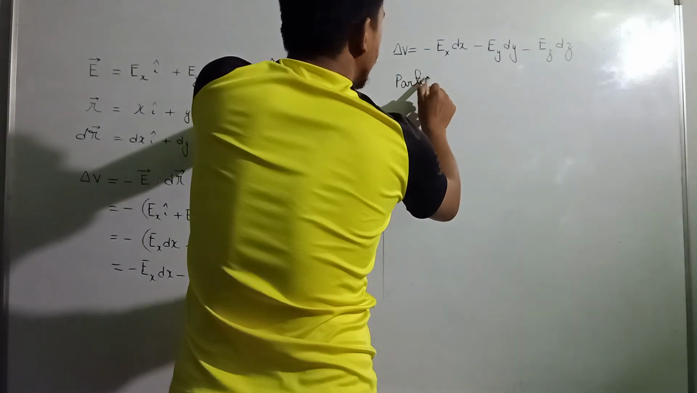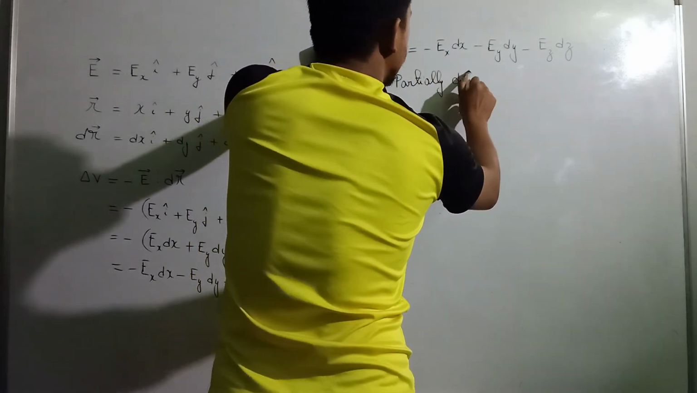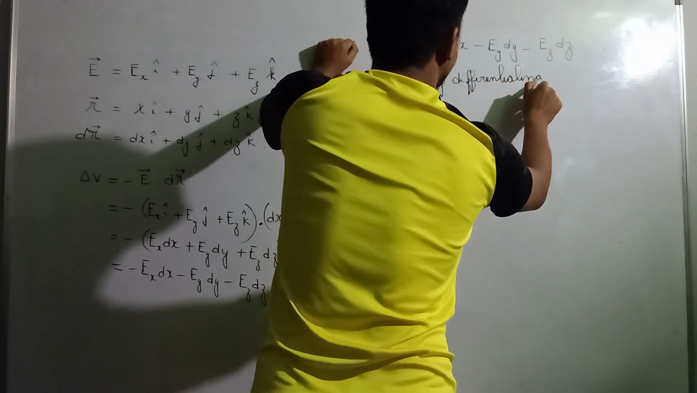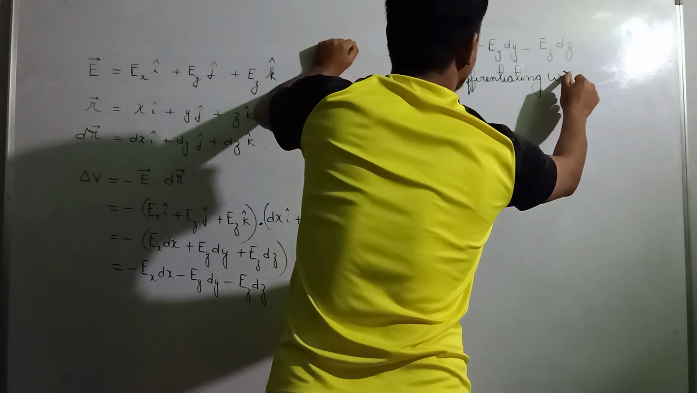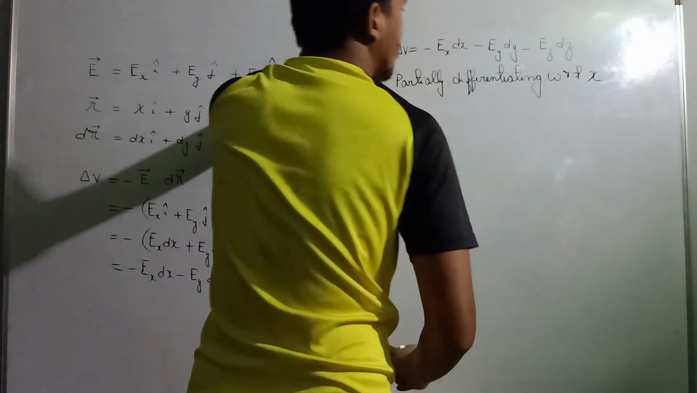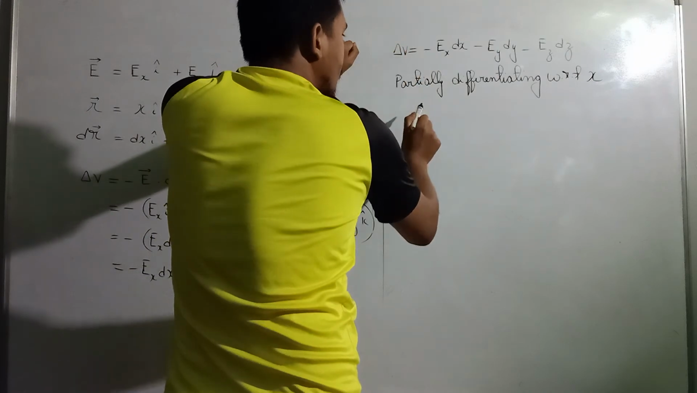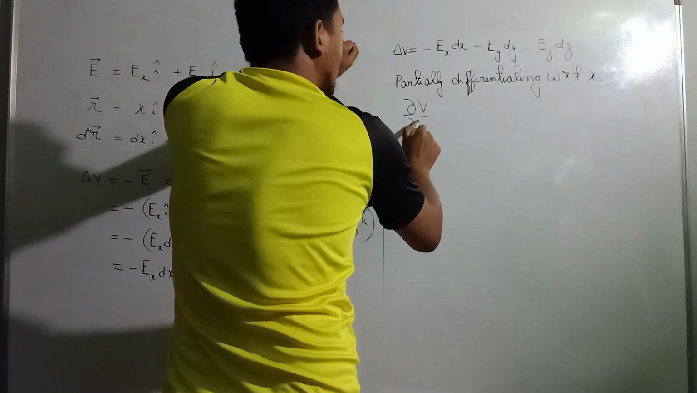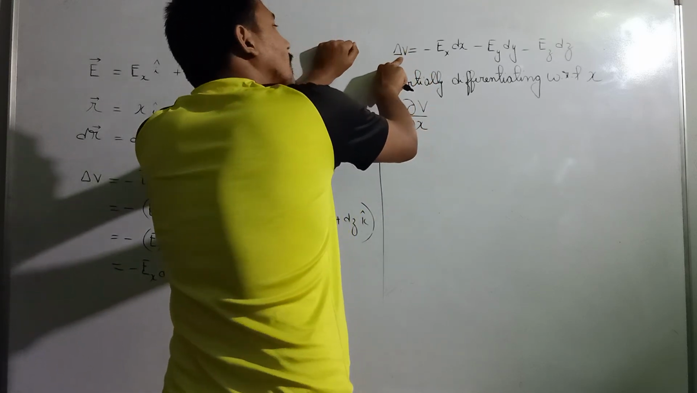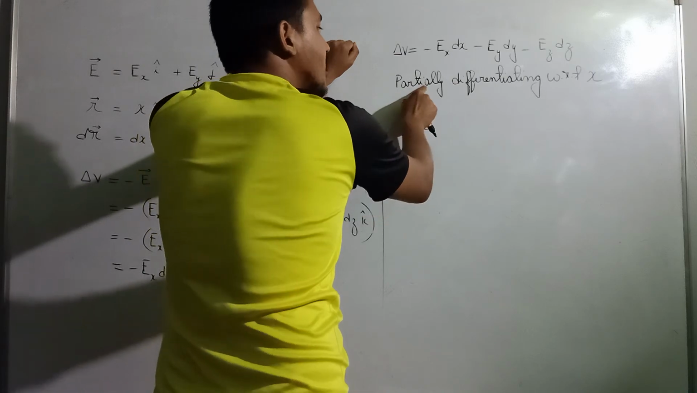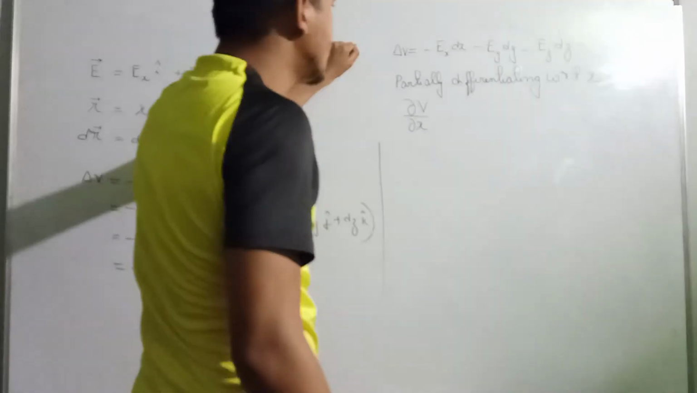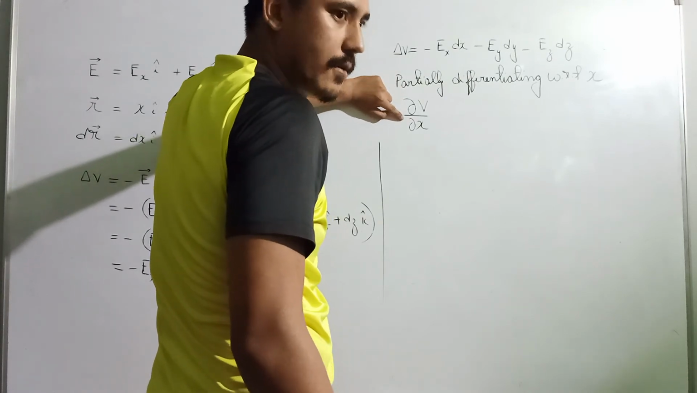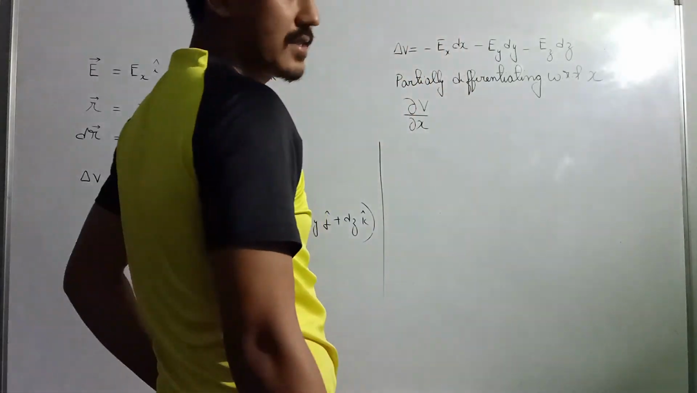So partially differentiating with respect to x, then del V, I will write it as del V upon del x, differentiating this del V with respect to x partially. This is capital letter delta, this is small letter delta. We call it del. Okay? We use it for denoting partial differentiation. Correct?